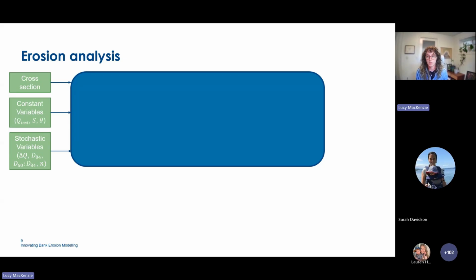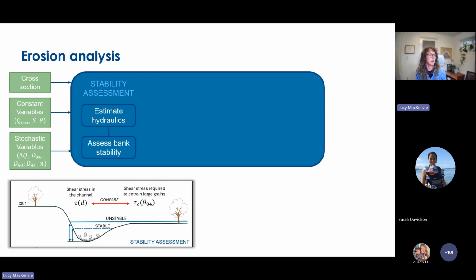What sets this model apart and makes the results so powerful is that we use a Monte Carlo approach, wherein the model is iterated to produce a distribution of predicted bank erosion extent. Remember this because I'm going to touch on it again. There's two parts to the erosion analysis.